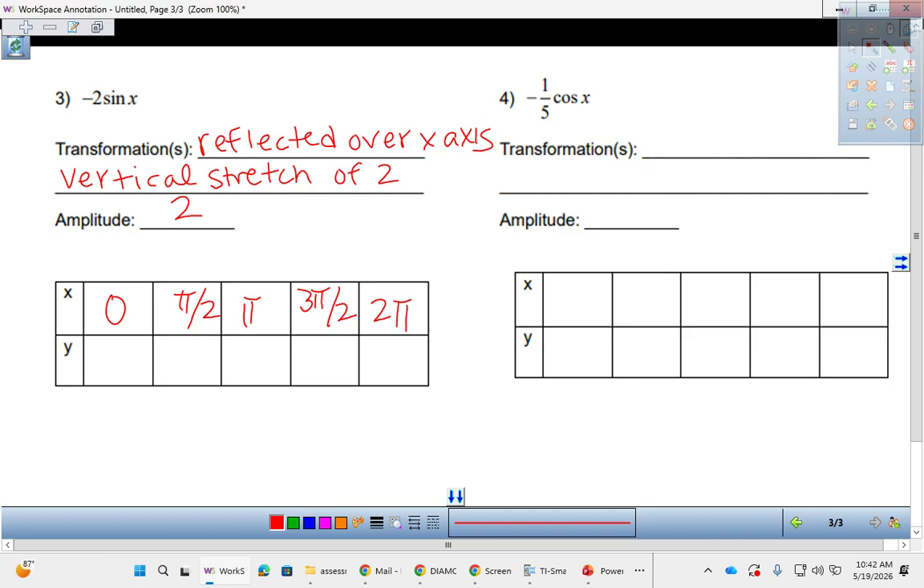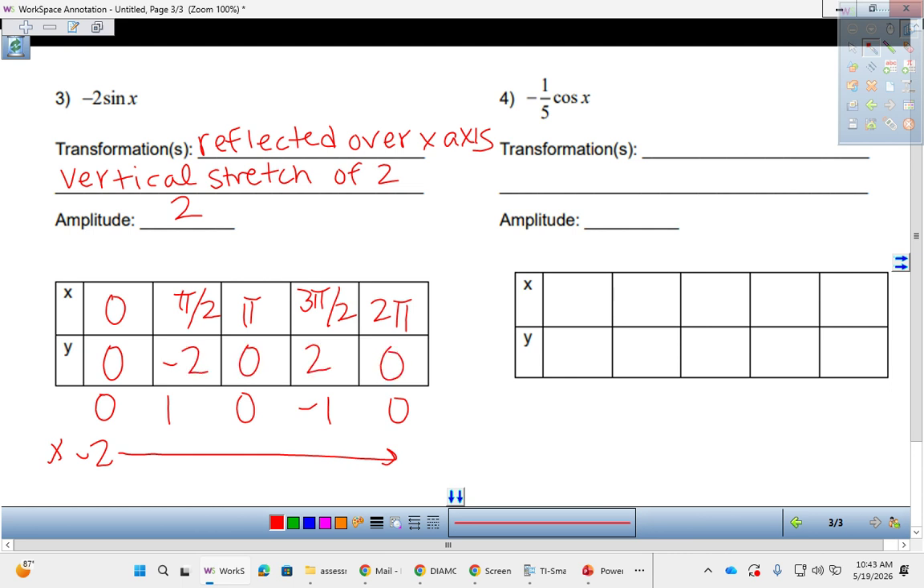This is a sine, so I want to go with the 0, 1, 0, -1, 0. And I'm going to multiply these by -2 across the board. All of them are getting multiplied by -2. So 0, -2, 0, +2, 0. The negative does the reflection. And it's always over the x-axis.